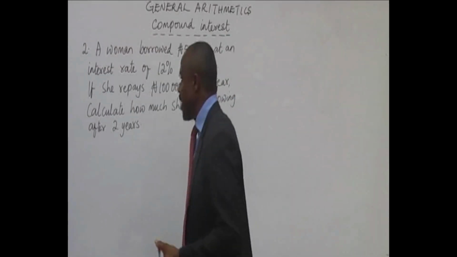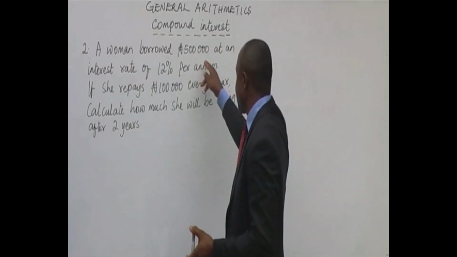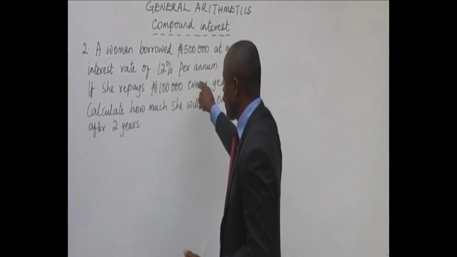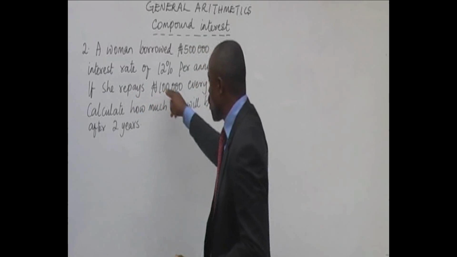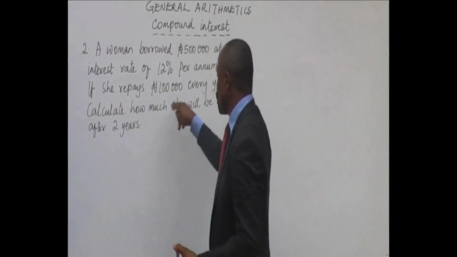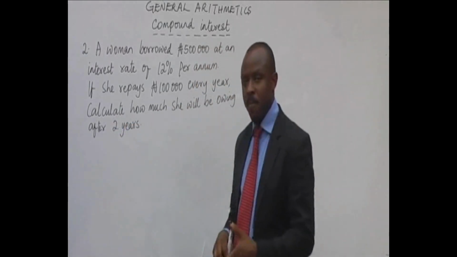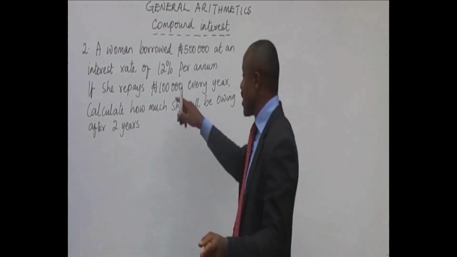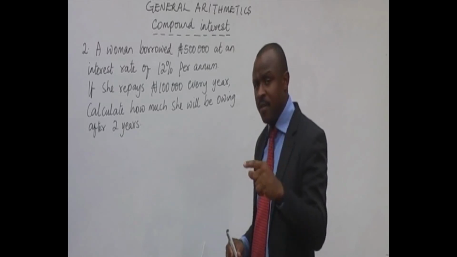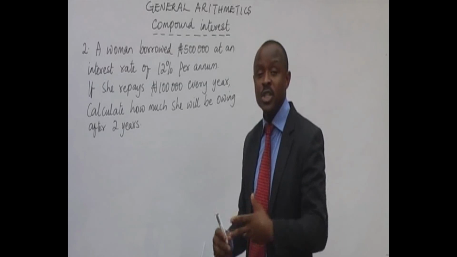Question number 2 says, a woman borrowed 500,000 naira at an interest rate of 12% per annum. If she repays 100,000 every year, calculate how much she will be owing after 2 years. She borrowed 500,000 at an interest rate of 12% per annum. Every year she repays 100,000. After 2 years, how much will she owe?